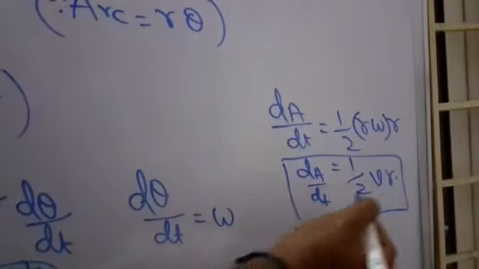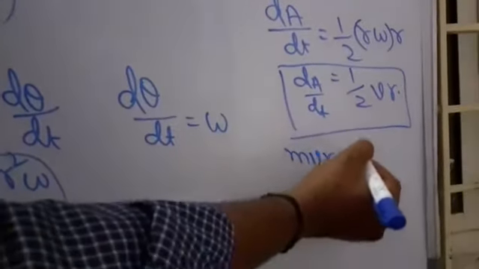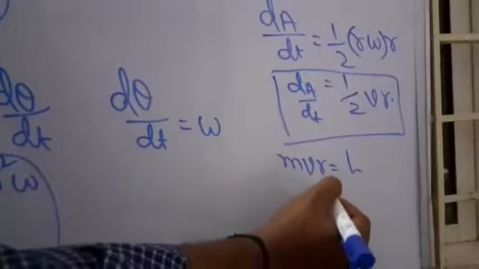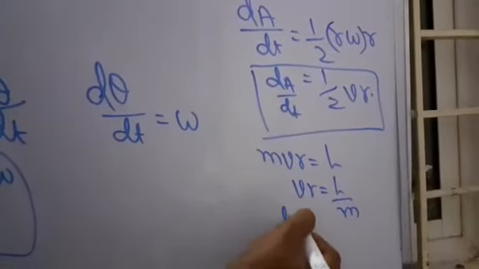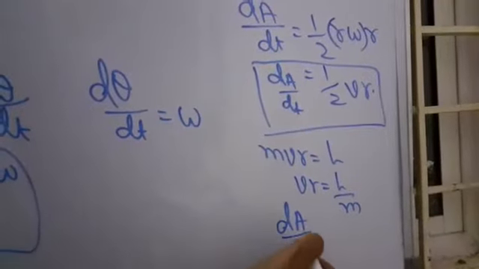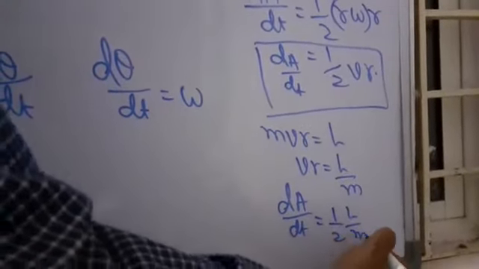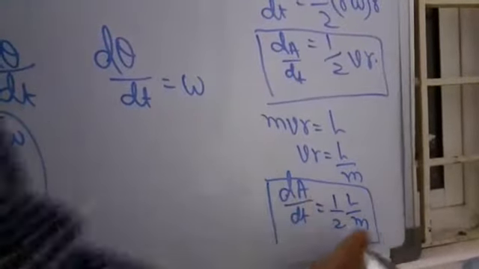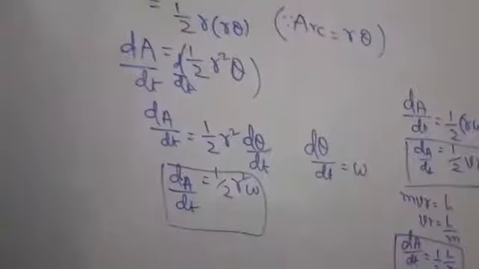Next, m v r is equal to angular momentum L. Therefore, v r is equal to L by m. Therefore, dA by dt is equal to 1 by 2 into L by m. So these are the areal velocity formulas.